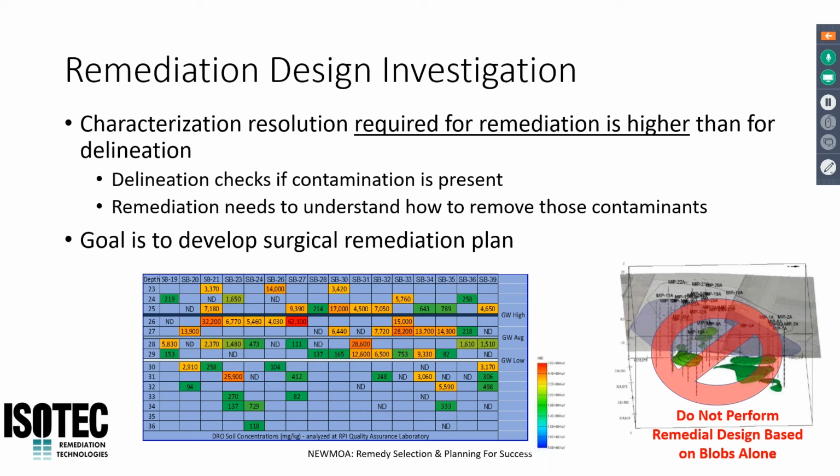And you can see that, don't worry about the numbers, but you can see the different colors coded to different concentrations, and you can see even from sample to sample, 1 foot apart, and again, that's maybe this and then this, you're seeing orders of magnitude concentration difference.